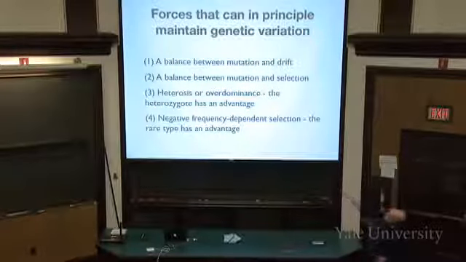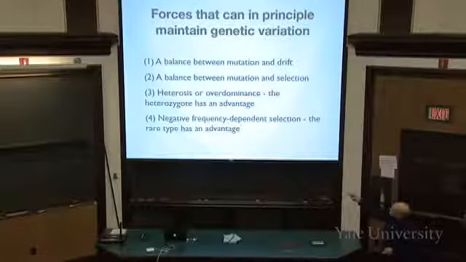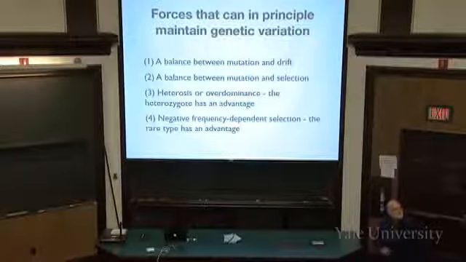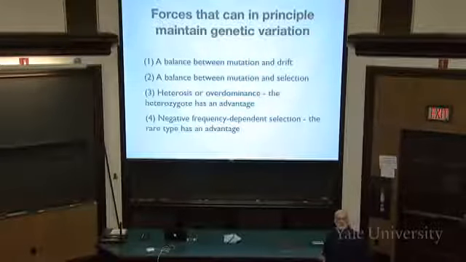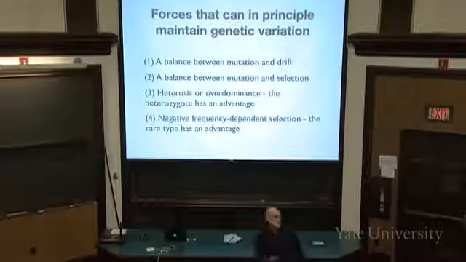So here are the forces that can maintain genetic variation in principle. There are 4 of them. There can be a balance between mutation and drift, a balance between mutation and selection. There can be heterosis or overdominance, and there can be negative frequency dependence. So I'm going to step through these now and give you some feeling for how the thinking works on each of them.